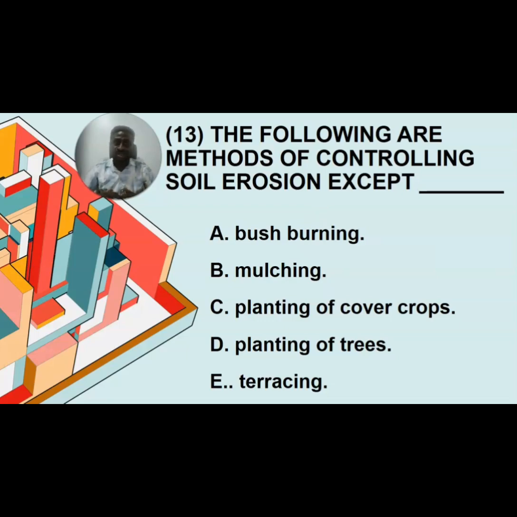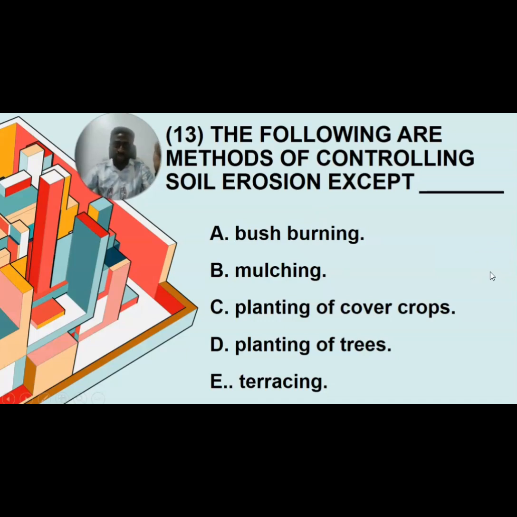So in that case, we will say it has undergone an irreversible reaction, and so on. Number 13, the following are methods of controlling soil erosion except one. So which of the methods here does not involve the control of soil erosion?